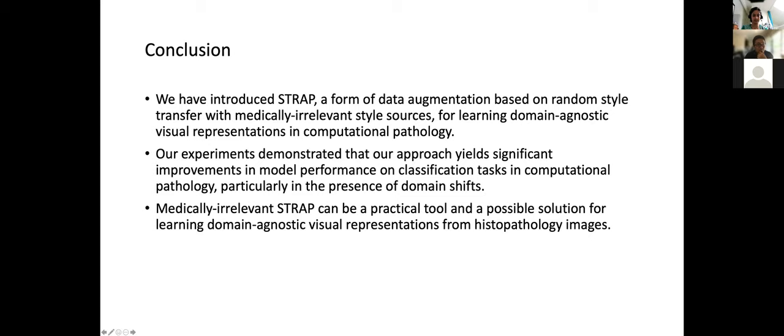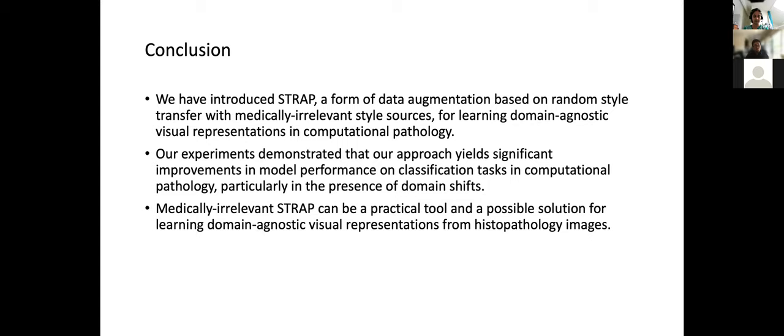So we introduced STRAP, a form of data augmentation based on random style transfer with medically irrelevant style sources, for learning domain-agnostic visual representations in computational pathology. And we demonstrated that our approach yields significant improvement in model performance in computational pathology tasks, particularly in the presence of domain shifts.